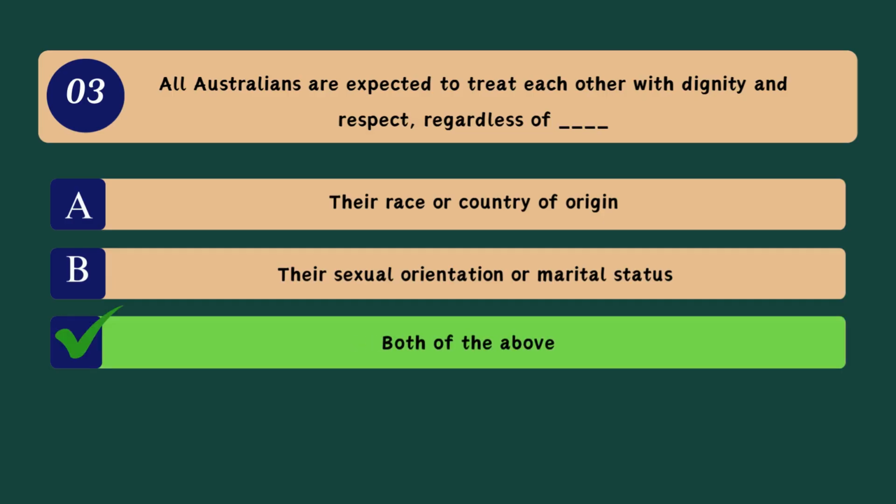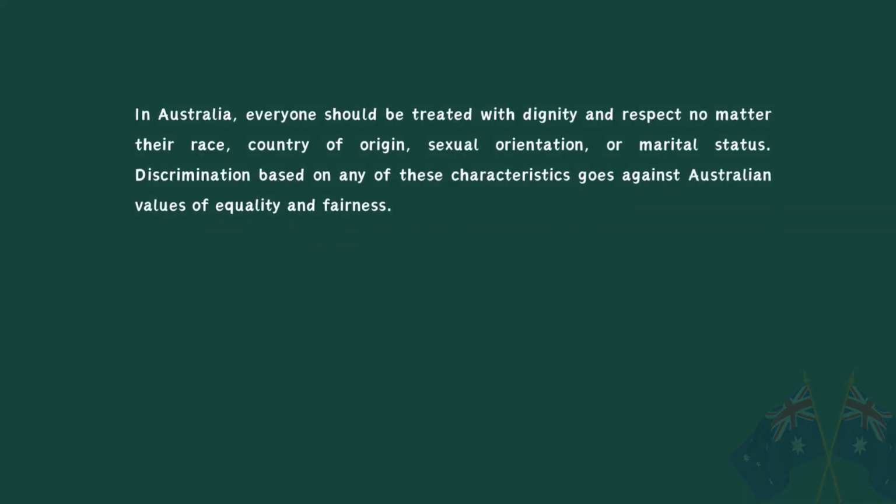Correct answer C. Both of the above. In Australia, everyone should be treated with dignity and respect, no matter their race, country of origin, sexual orientation, or marital status. Discrimination based on any of these characteristics goes against Australian values of equality and fairness.